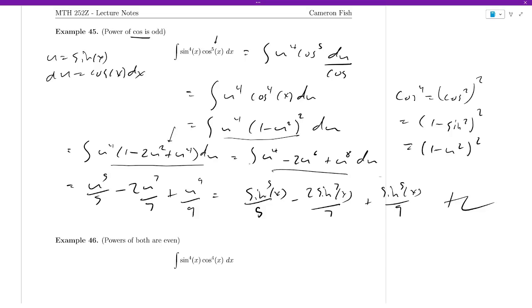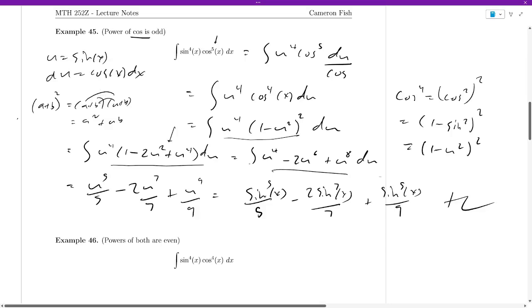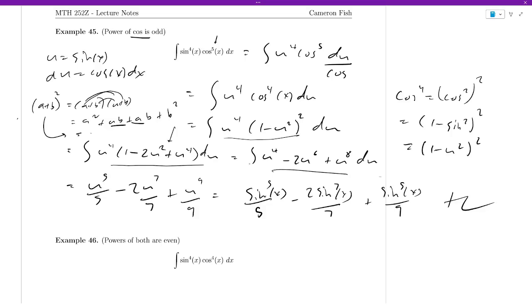Just remember, a good algebra thing to have in your head is that if I ever have something plus something squared, like I FOIL this, A plus B, I'm going to get A squared plus AB, and then you're going to get another AB from here, and then you'll get a B squared. So you always get two of these. So a good algebra thing to have in your brain is that A plus B squared is A squared plus 2AB plus B squared.